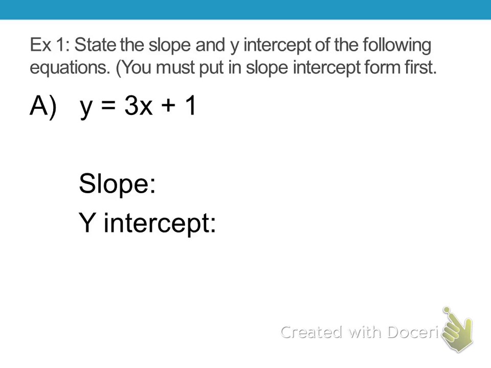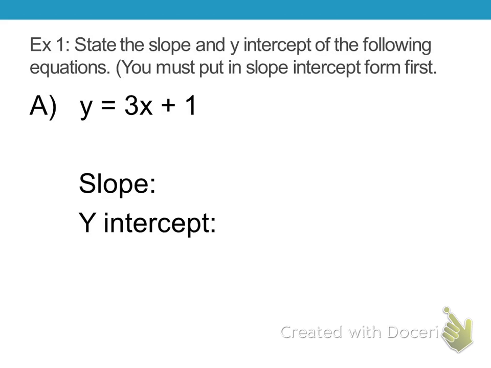All right, here's number one. So this says state the slope and the y-intercept of the following equation. There's a note in parentheses. You must put the equation into slope-intercept form first. So in slope-intercept form, it's y equals mx plus b. So you need the y, then the equal sign, then the x, and then the constant on the end. Is this one in slope-intercept form? It is. So we can pick the slope and the y-intercept out right away.